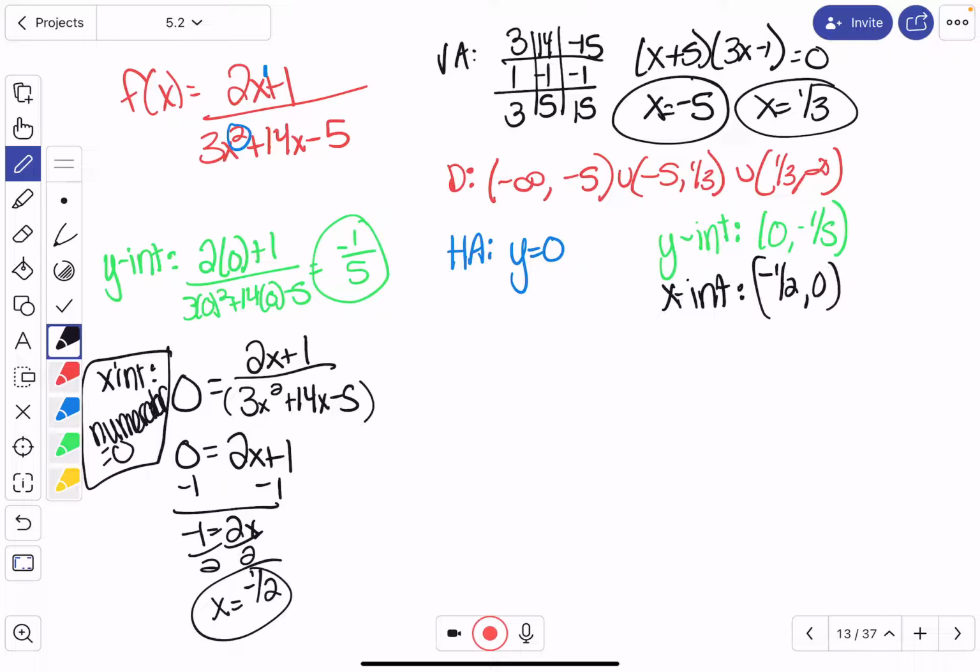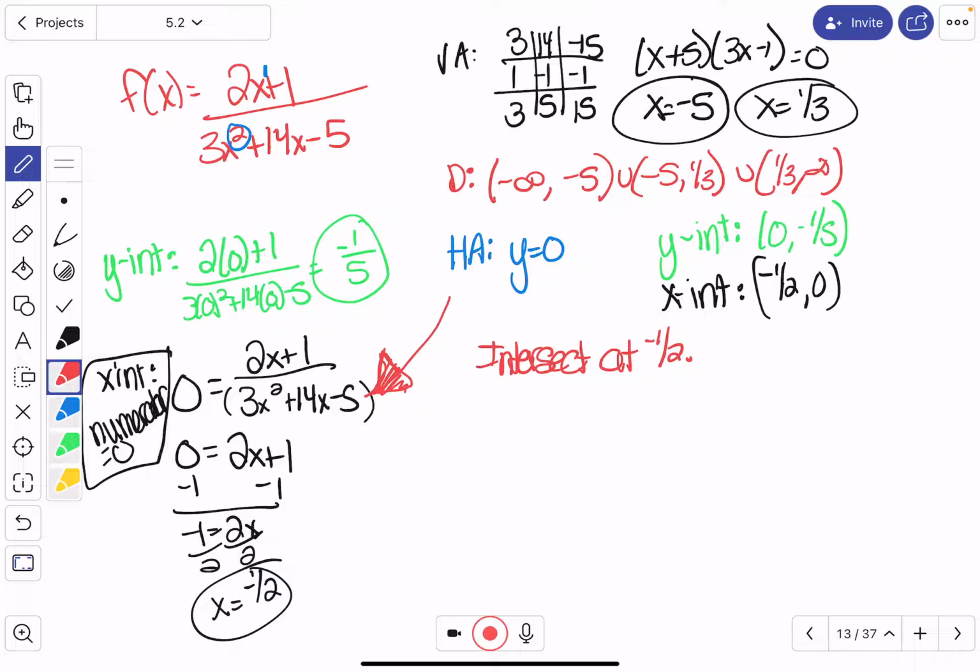And then we test for intersection with our horizontal. So we would plug in this equation for y equals, which is what we did right here, and solve for x. So multiply both sides by 0, and it's going to intersect the horizontal asymptote at negative 1/2.